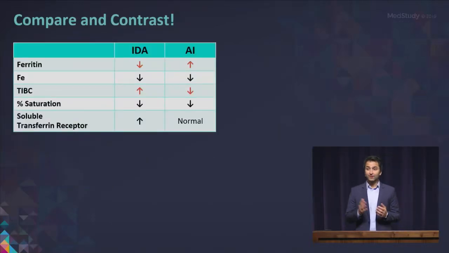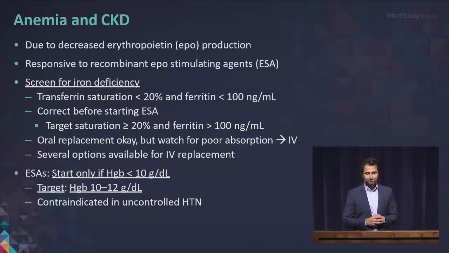So comparing and contrasting iron deficiency anemia and anemia of inflammation, you can see here the key difference is that the ferritin level is low in iron deficiency and it's elevated in anemia of inflammation. And the TIBC is flipped. It's elevated in iron deficiency anemia, low in anemia of inflammation. If you got that right, you'll never miss a question on microcytic anemia where you're looking at these.